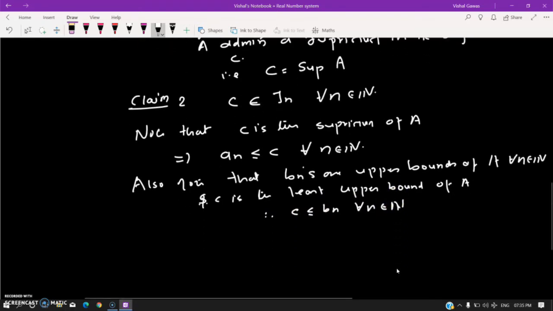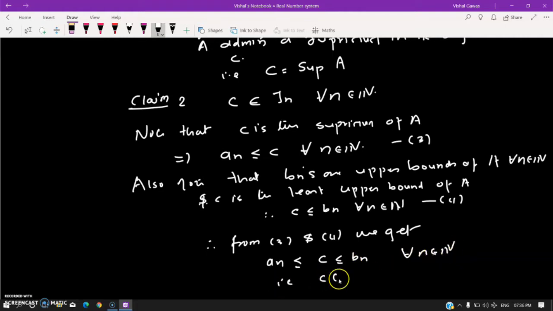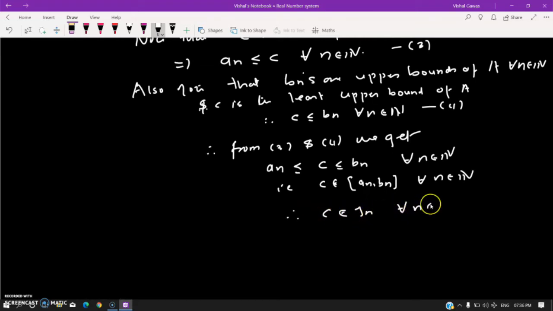Therefore, if I combine this, let me name this as 3 here and this as 4 here. From 3 and 4, we get An is less than or equal to C, less than or equal to Bn for every n in N. That is, C belongs to [An, Bn] for every n in N, right? Therefore, C belongs to Jn for every n in N.